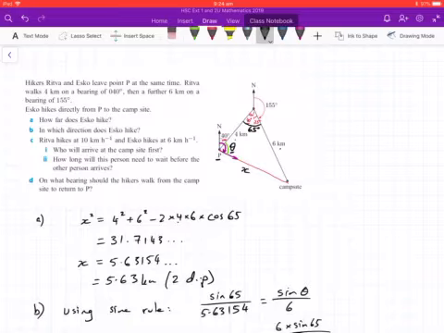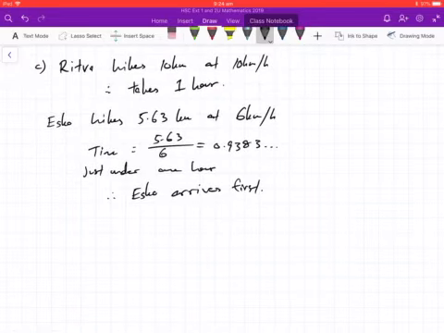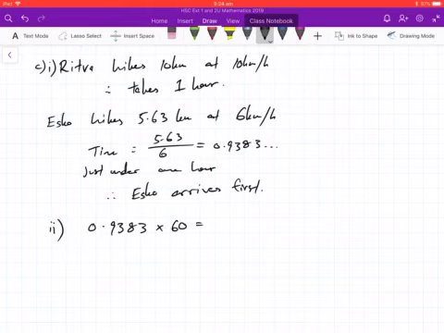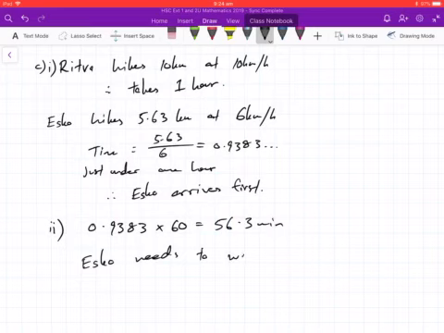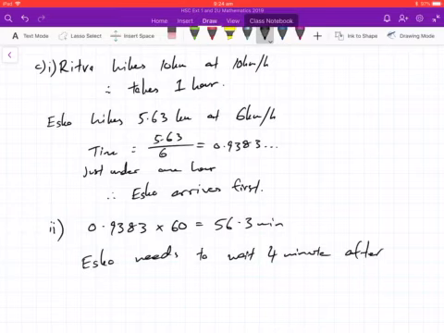How long will the person need to wait before the other person arrives? Well, that's an interesting question. We just found that Ritva takes an hour. Now 0.93 in minutes, we can just times it by 60 to work out how many minutes it is. 56.3 minutes. So Esko needs to wait 4 minutes after arriving. That's to the nearest minute.